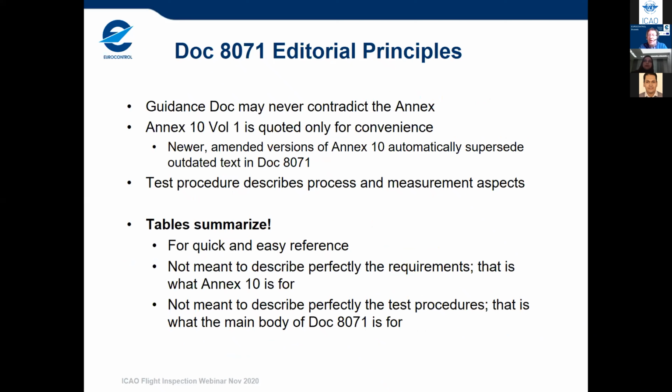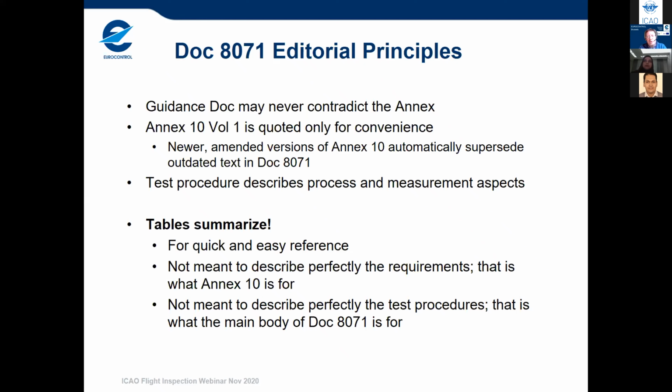Another thing is that we had maybe a few places that were sort of guidance to deviate from the annex. We, of course, took those out. You should also know that Annex 10 is quoted only for convenience. So if there's a new version in Annex 10 of the wording, it supersedes that text. And then the test procedure summarizes the process and measurement aspects as described in 8071.